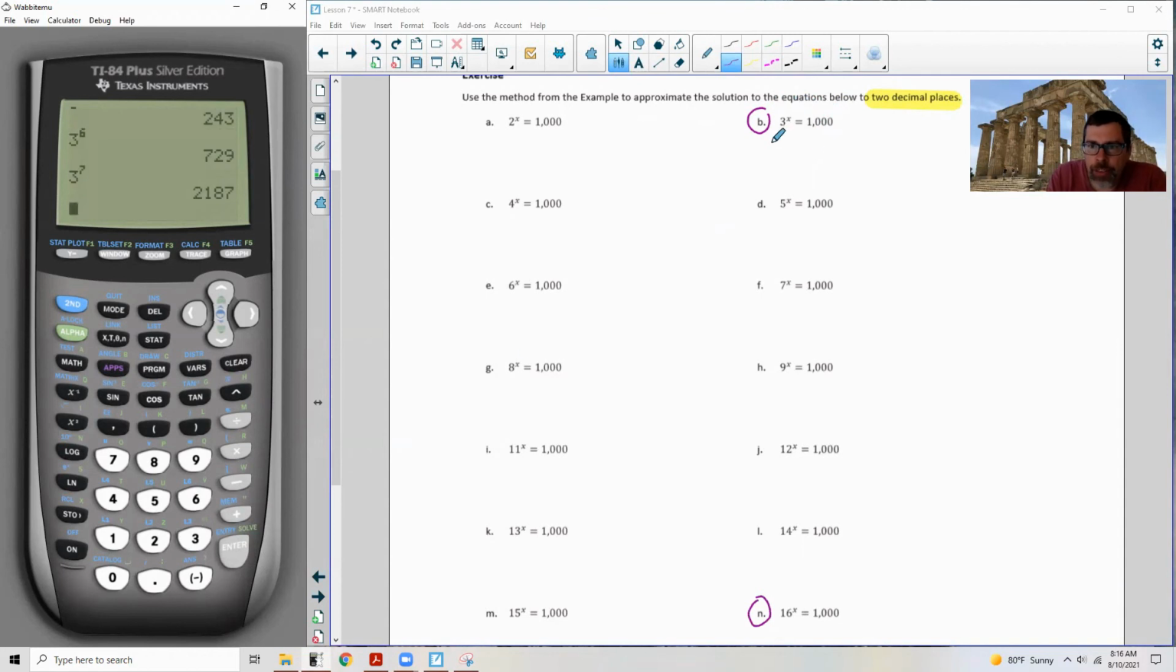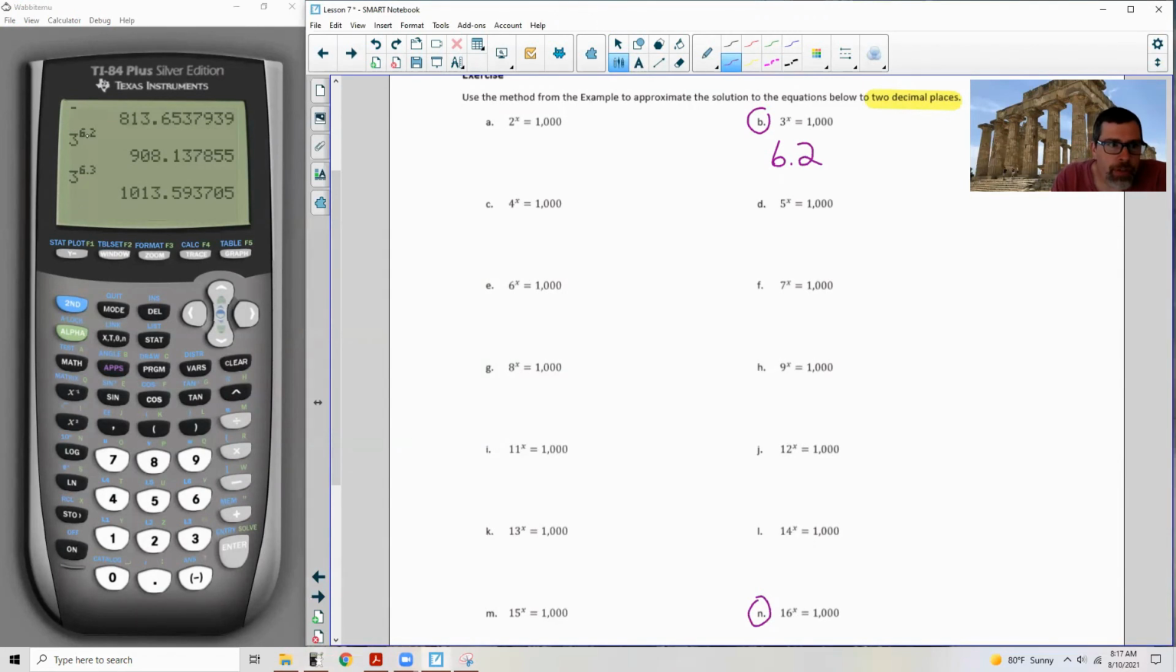So now I know it is 6 point something. It's between 3 to the 6th and 3 to the 7th. That's what I'm trying to say here. So now I need to go out 1 decimal place. I'm going to say 3 to the power of 6.1. Okay, 800 is less than 1,000. 3 to the 6.2, enter. Still under 1,000, but closer, obviously. 3 to the 6.3 is too big. So now I know it's 6.2 something.